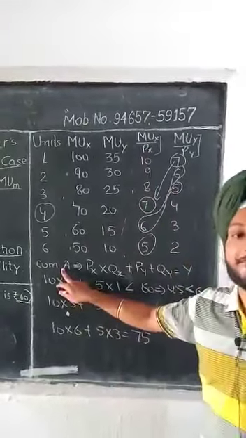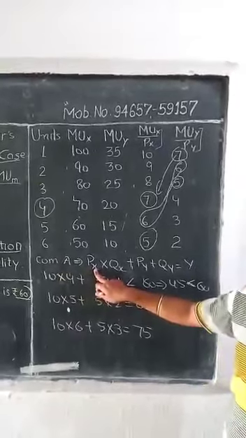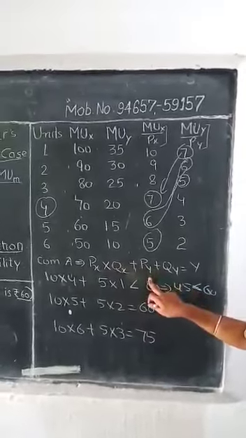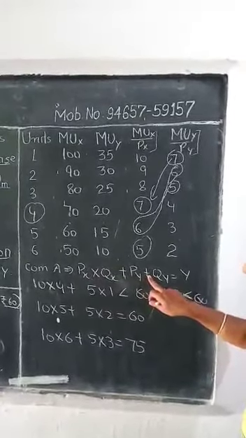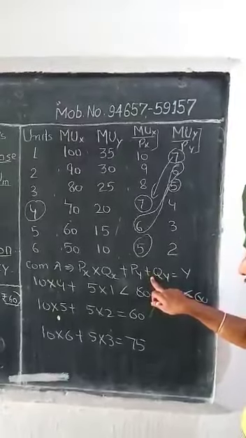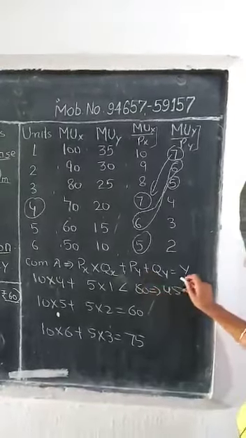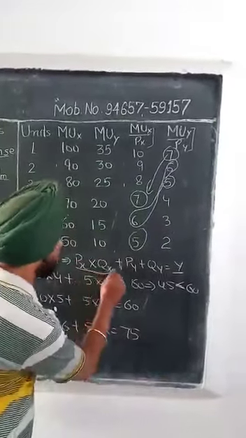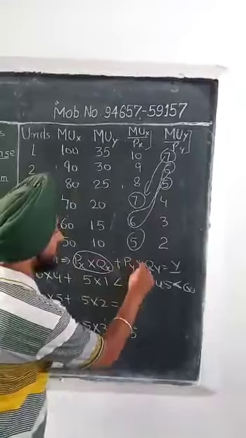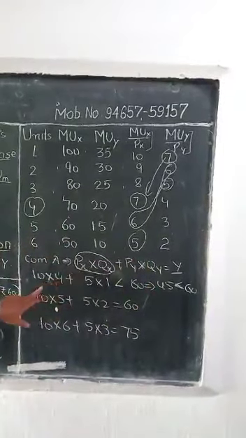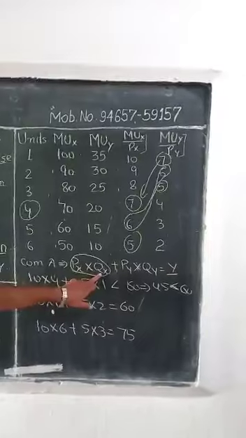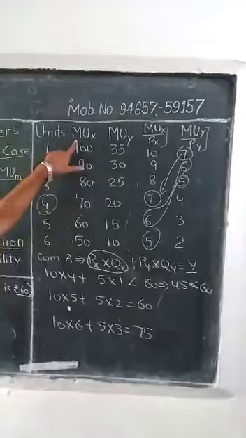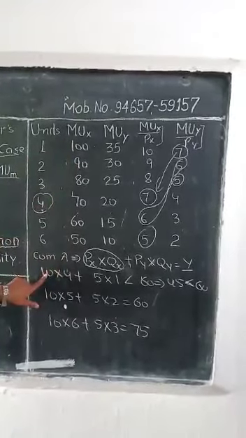So for combination A, the first combination, here I have written price of x multiplied by quantity of x plus price of y into quantity of y, and that should be equal to the budget. This is the first part. Here we have taken the price of x, 10 rupees, into 4. What is 4? This quantity of 4, that we are consuming x 4 times, and the price of x is 10 rupees.